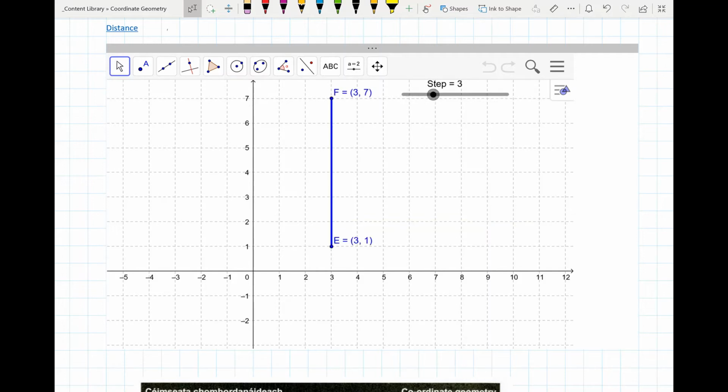Third one, E to F, 3, 1 to 3, 7. What's the length of that line? Again, it'll be 6, because it goes from 1 on the y-axis up 6 boxes. You can just count the boxes: 1, 2, 3, 4, 5, 6.